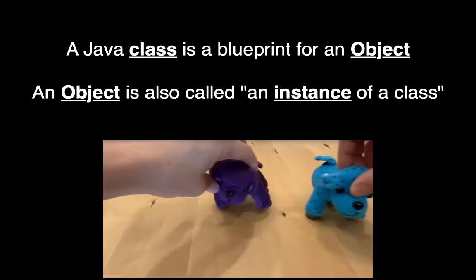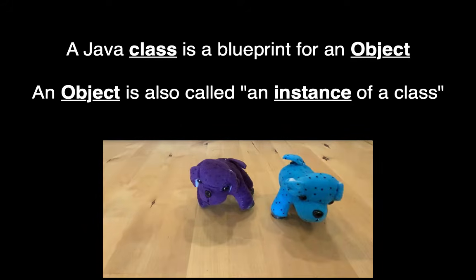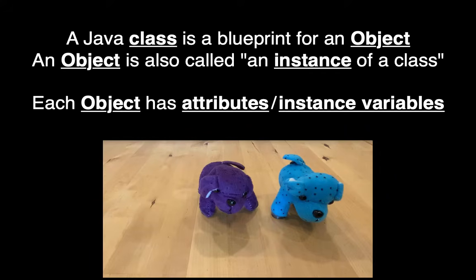Here's another example. I've got some dogs, and you can imagine I use the same blueprint or the same pattern to make those two dogs, but those dogs can differ. So, they each have a different color. So one's purple, one's blue, and we're going to call those attributes. So we use the class, which is a blueprint, to make the dogs. The dogs are an object or an instance of the class.